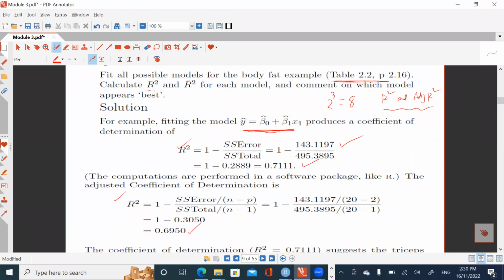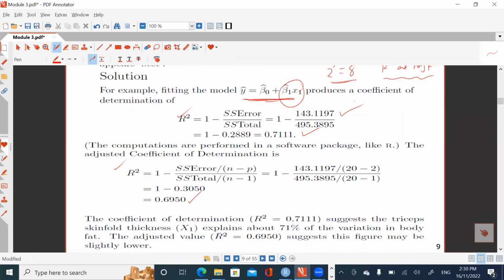Yeah, if we include only one independent variable. So similarly, you need to calculate R square and adjusted R square for all of the 8 variables, and you can select the best model. So look at the interpretation here.